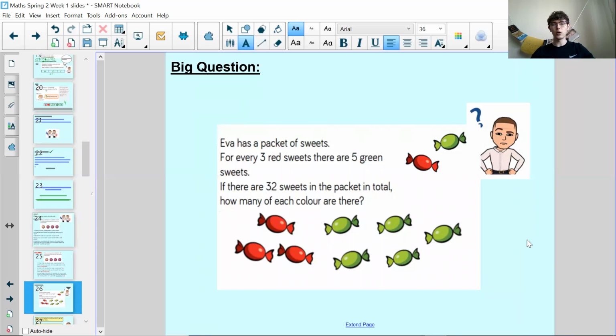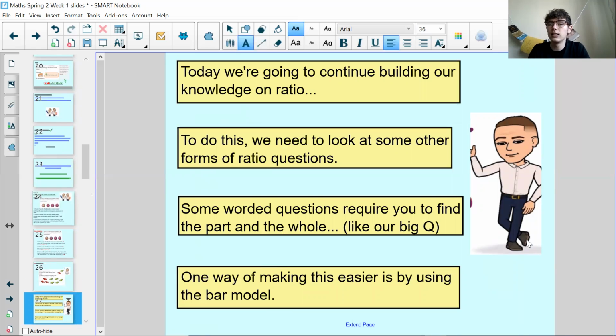Okay, so today, as I said, we're going to continue to build our knowledge on ratio, and to do this we need to look at some other forms of ratio questions. Some worded questions aren't just going to ask you what the ratio is of this, or if I have a certain number of this, what number of another amount it would be. They can require you to find the part and the whole as well, just like our big question. And one way of making this easier is by using the bar model once again, because it's a good representative of seeing equal parts.